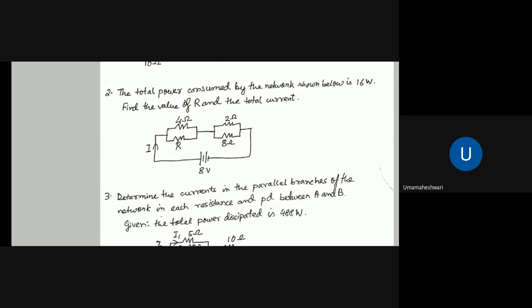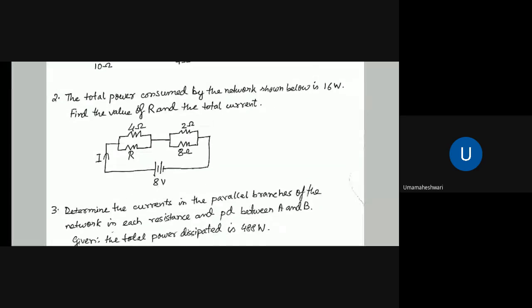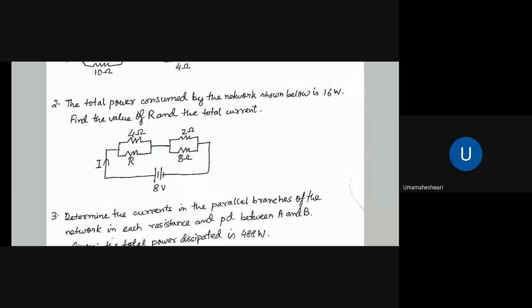Now we are going to the second problem. This was the second problem. It said that the total power consumed by the network in this diagram is 16 watt, and it is asked that the value of R and the total current is asked. So value of R means capital R, and total current I is what we have to find out.